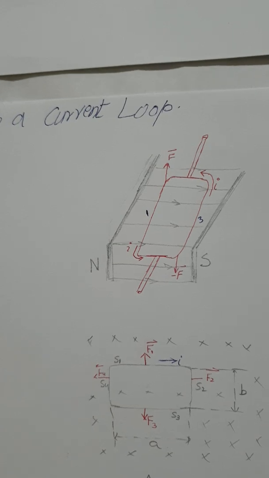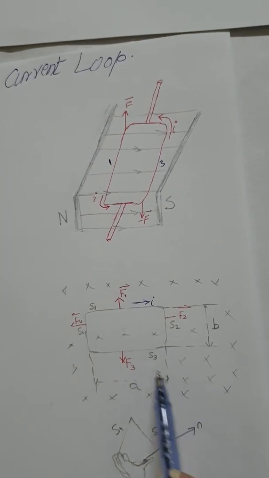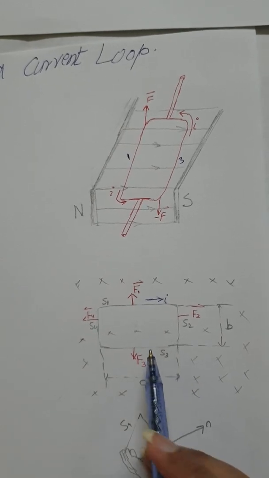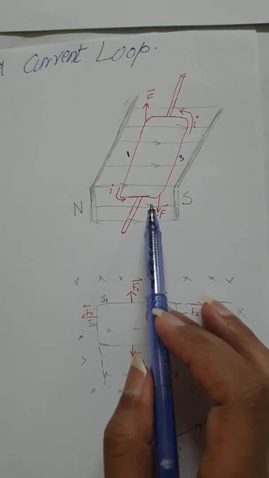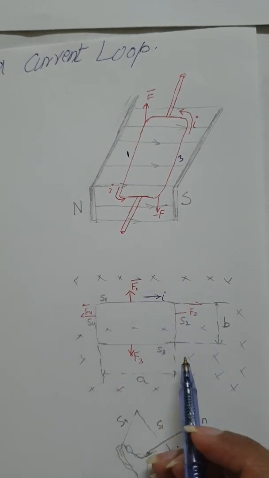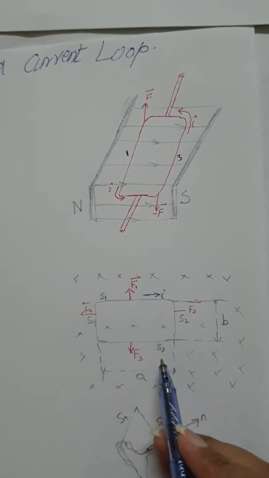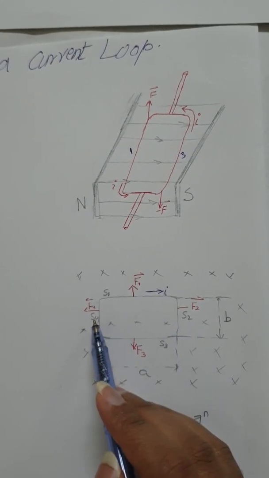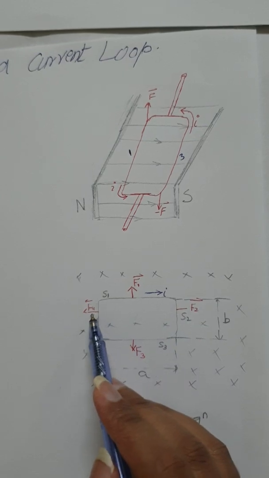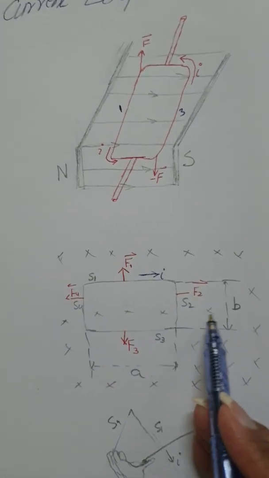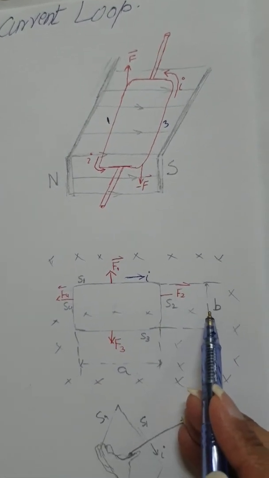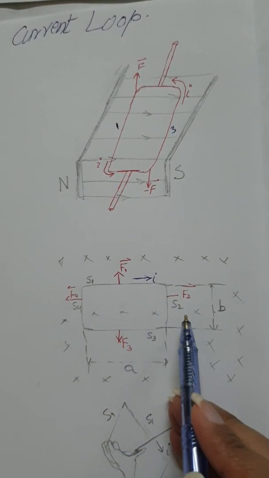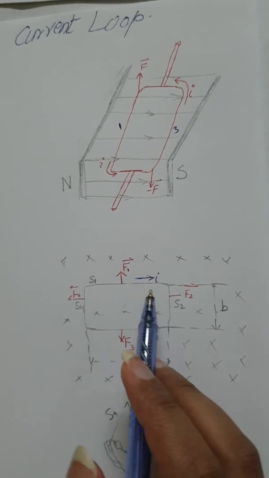Here the field is into the page, and this is a more simplified figure of this loop. The sides S1 and S3 have forces F1 and F3, S2 and S4 have forces F2 and F4, and S2 has length B, S1 has length A.